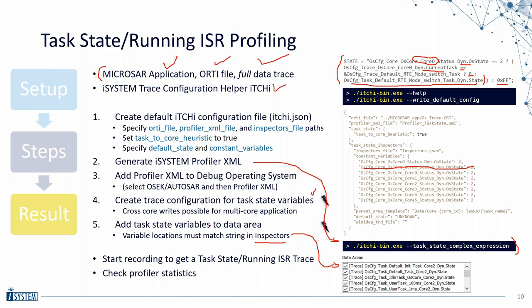And once we're done with that, you only have to do all that configuration one time, then you can just regenerate the profiler XML, then you don't have to update the configuration, but the first time there is some manual work to be done. And then finally, we will get a task state running ISR trace, meaning we really get the full statistics, the full information about all preemptions, resumes, wait states that are going on inside the application. So let's do that.